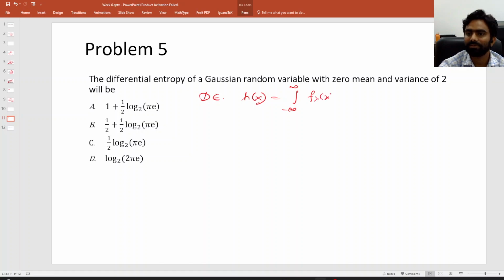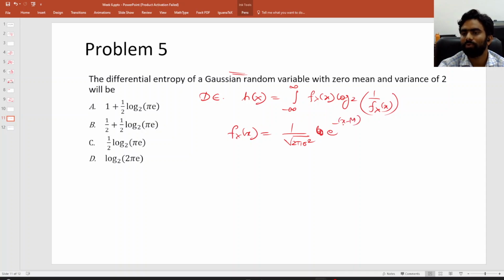That is f of x, which I have already written, but in the context of the Gaussian random variable, f of x would be 1 by root of 2 pi sigma square, e raised to power minus x minus mu whole square by 2 sigma square, where mu is the mean and sigma square is the variance of the Gaussian random variable. Clear? So here the zero mean is given, but try to solve with mean also. Put that value here in the log, and apply some properties and simplification.